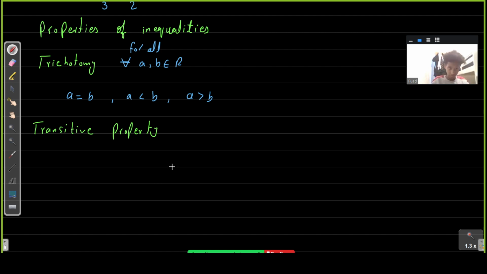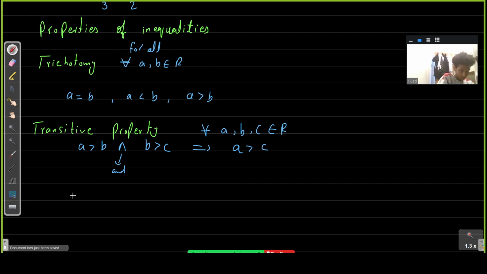The transitive property says if we have three numbers, for all a, b, c belonging to real numbers, and a is greater than b, and b is greater than c, this implies a is greater than c. Simple. It says we have three brothers. If brother a is elder than b and brother b is elder than c, it means brother a is also elder than the third one. It's obvious. So this is called the transitive property.